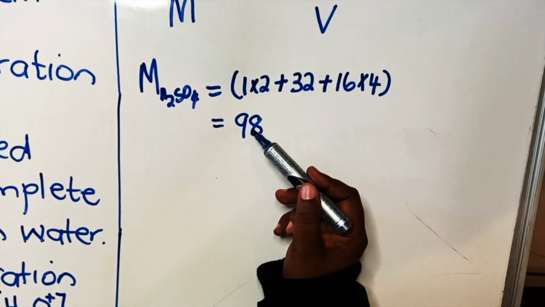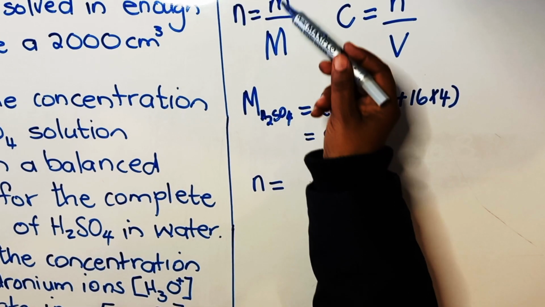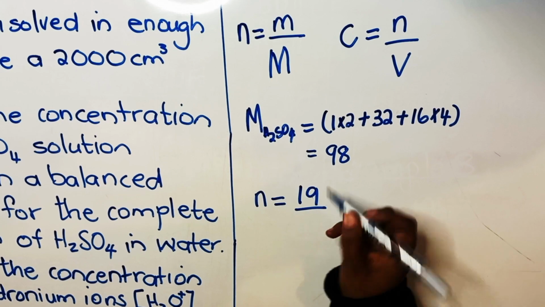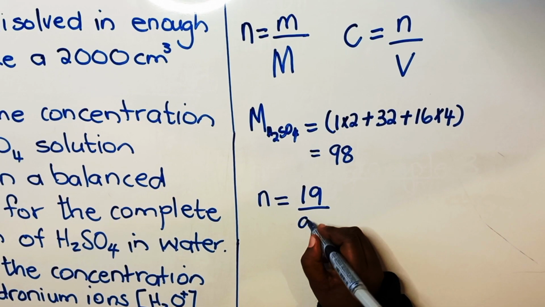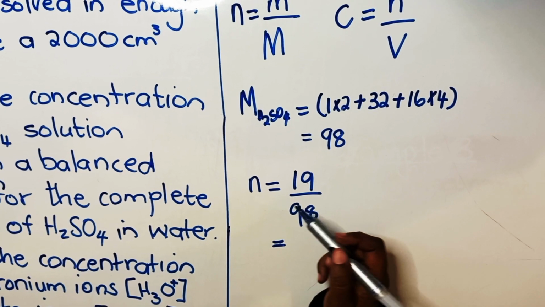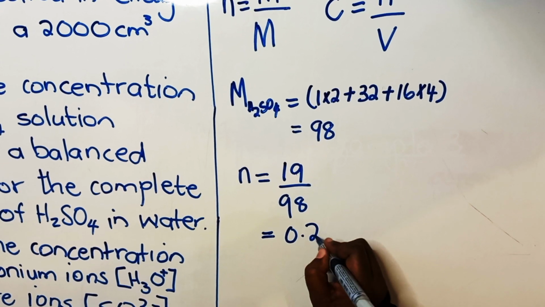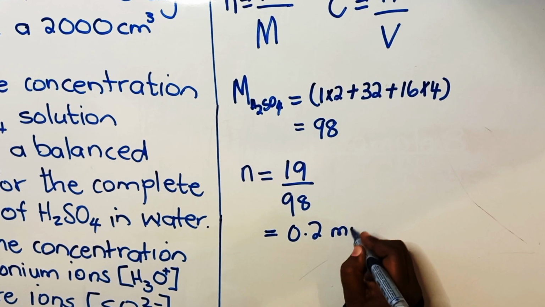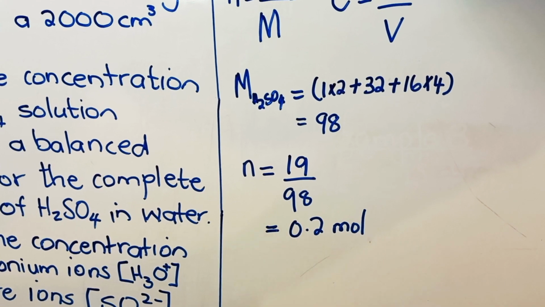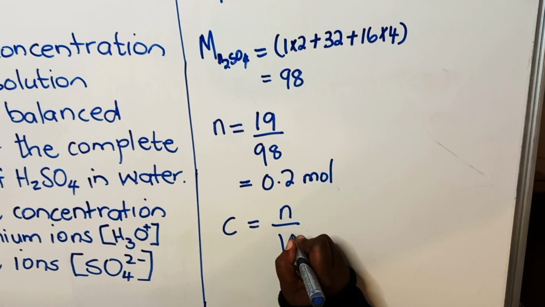So this is what we're going to use in our formula. Now, the number of moles is equals to mass in grams, we have given there is 19, over molar mass we have calculated is 98. So it means the number of moles of sulfuric acid is 0.2 moles. You need to write the units. The unit is moles. You need to write that. No units, no mark. Now, concentration is equals to number of moles per volume.